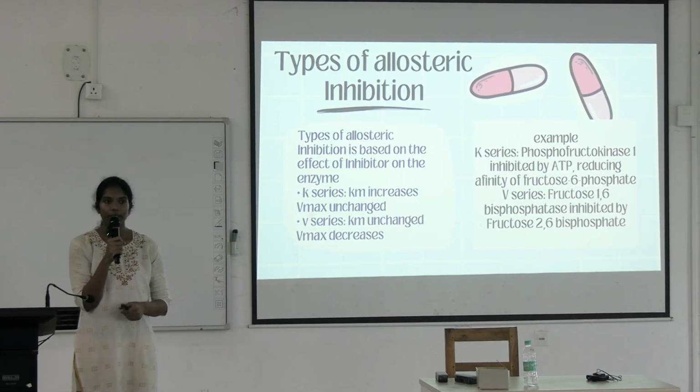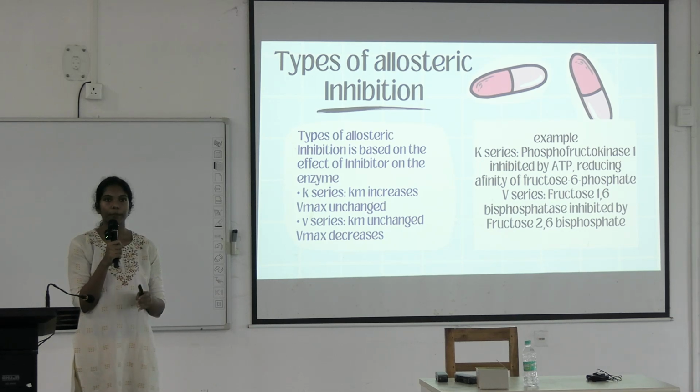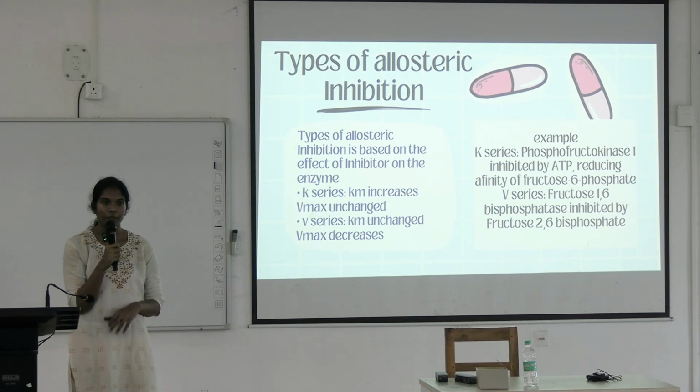Types of allosteric inhibition. Based on whether the inhibitor decreases the affinity or the efficiency of the enzyme, it may be divided into two types, K-type and V-type. The kinetics of K-type are similar to competitive inhibition and the kinetics of V-type are similar to non-competitive inhibition. An example of K-type inhibition is the inhibition of phosphofructokinase by ATP and citrate. An example of V-type inhibition is the inhibition of fructose 1,6-bisphosphatase by fructose 2,6-bisphosphate.